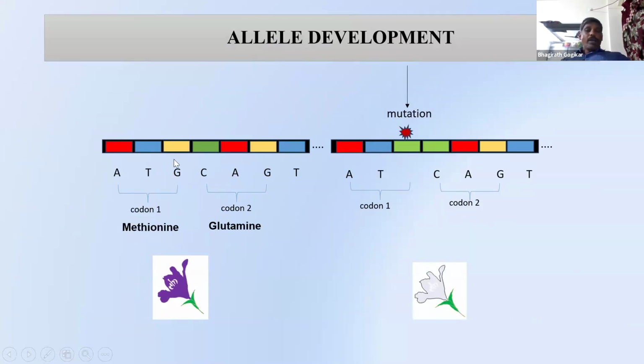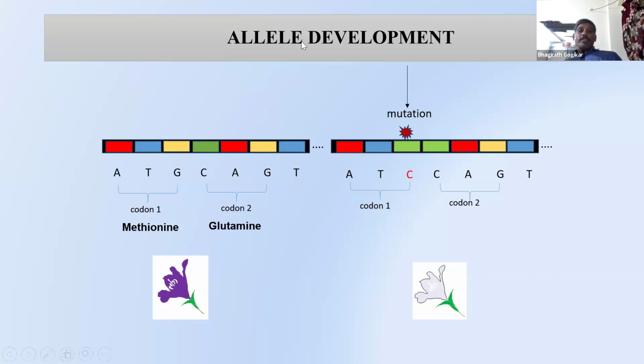For example, an allele gene is there, which gives the information to the RNA in the form of codons. Codon 1 is methionine and codon 2 represents glutamine. In another plant, the same type of allele is there, but it undergoes mutation by receiving UV light from solar energy, or because some toxic chemicals are present in the soil, which influence mutation at the gene level.